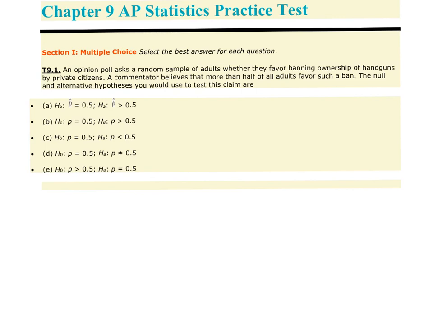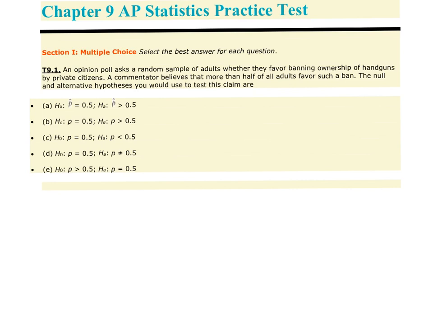Now let's look at the review assignment for Chapter 9. Question 1 here says, an opinion poll asks a random sample of adults whether they favor banning ownership of handguns by private citizens. A commentator believes that more than half of all the adults favor such a ban. The null and alternative hypothesis you would use to test this claim are.